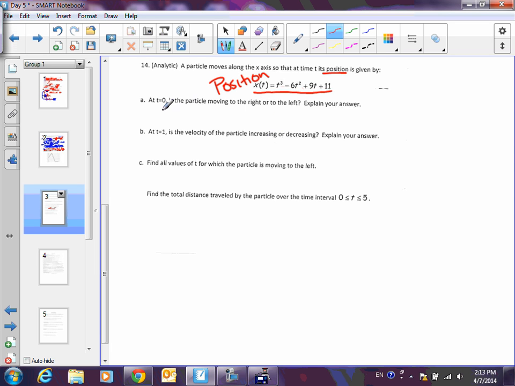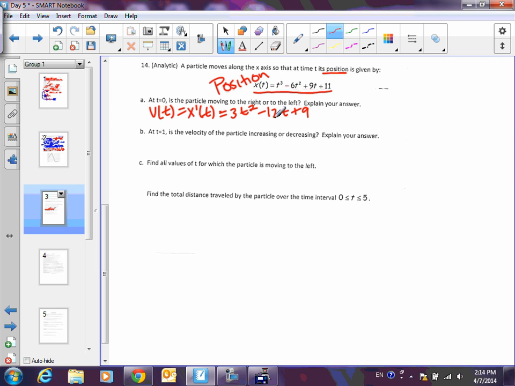The first 2 parts are usually easier. Then the last 2 parts get a little bit harder. Sometimes there's 5 parts, it just depends, but they're always worth 9 points. So A asks, at t equals 0, is the particle moving to the left or right? How do you know? Because of velocity. And what is velocity? We need to show this. The velocity is the derivative, right? So I'm going to say v of t equals x prime of t. I need to show how I'm getting velocity, and that's just the derivative: 3t squared minus 12t plus 9.